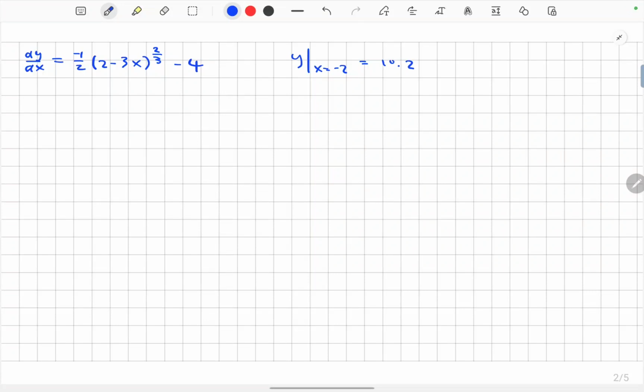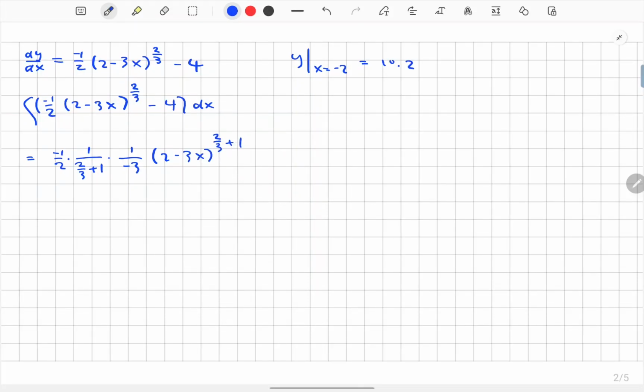Now we have a derivative, and we'll integrate it one more time. So we'll integrate -1/2 (2 minus 3x) to the power of 2/3 minus 4 with respect to dx. So the coefficient of this bracket will remain the same. Then the same, we will divide by our power plus 1, and we'll divide by our coefficient of x. Here comes a bracket and the power plus 1.